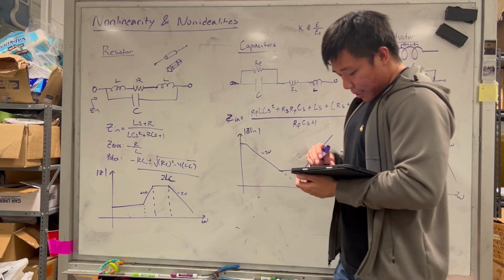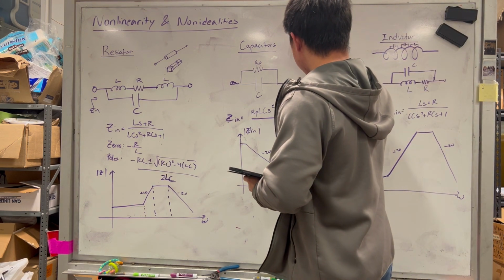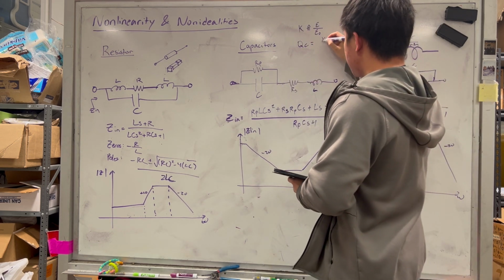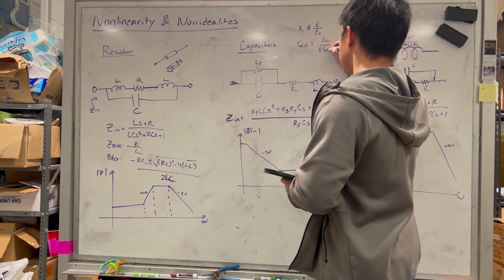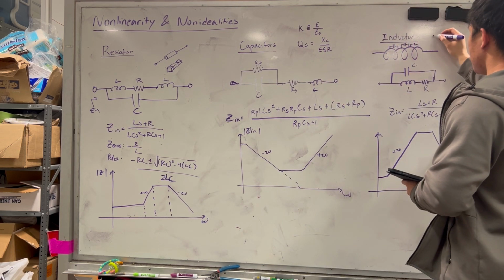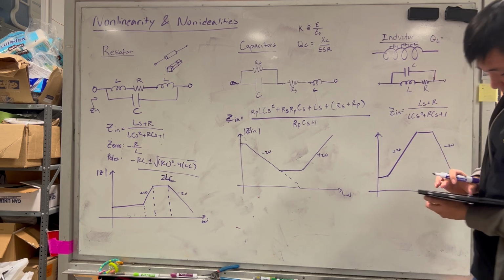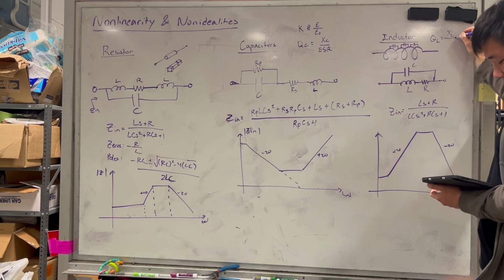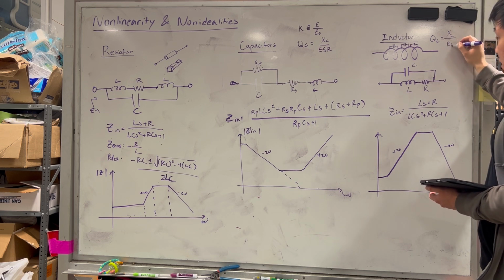And then I guess the last thing I have is quality factor. The quality factor of a capacitor is typically modeled as XC over ESR, equivalent series resistance. Similarly, the quality factor for an inductor can be written as XL over RS.